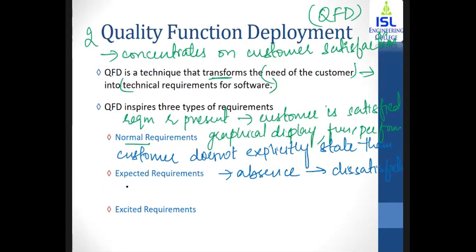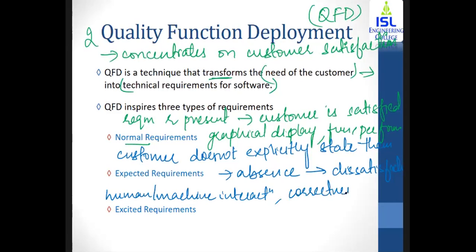Now examples of expected requirements can be the interaction between the human and machine, the correctness of the software. Correctness means whenever you're executing a specific query or a task, it should give you the result that is correct. Then reliability and ease of software installation. That is, the software can be installed within some easy steps.